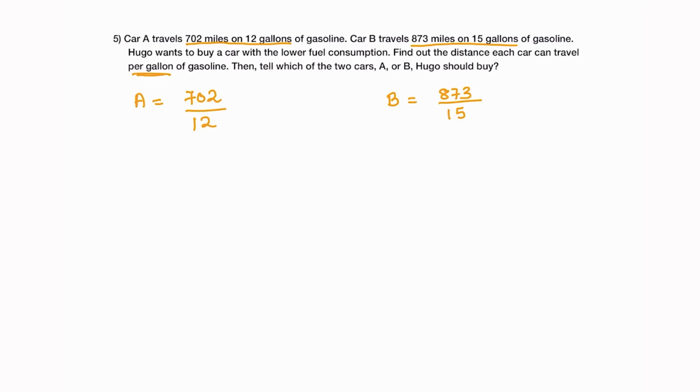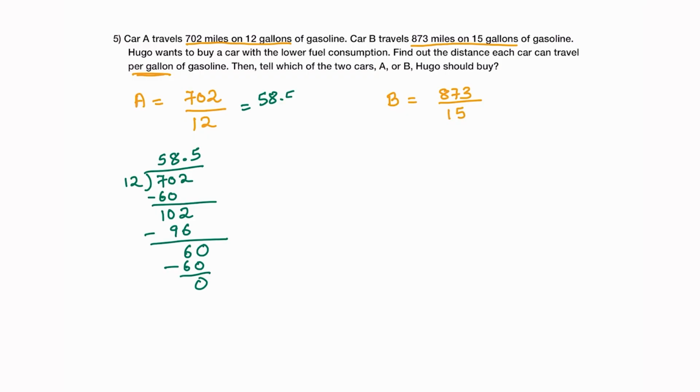Now this is simple division that we have to do. So let's do the division here. 702 divided by 12. 12 times 5 is 60. So that's 10. We get this 2 down. Now 12 times 8 is 96. Times tables are very important. So the remainder is 6. We put 0 here and a decimal there. 12 times 5 is 60 and it ends there. So here it is 58.5 miles per gallon.